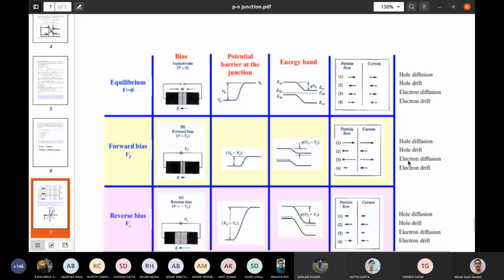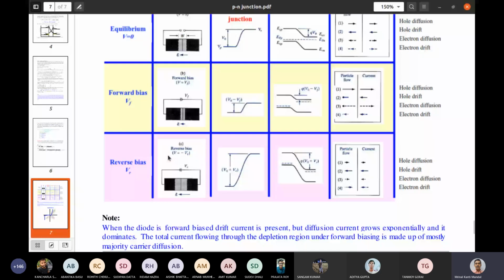today in class. In the reverse bias condition, you see the diffusion of electrons and holes is reduced, but drift remains as it is. And the barrier increases. That is V0 plus VF. Point is clear?